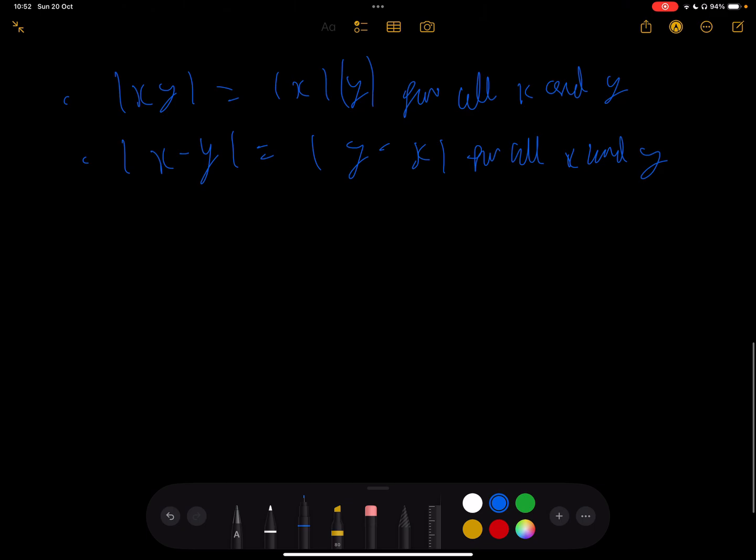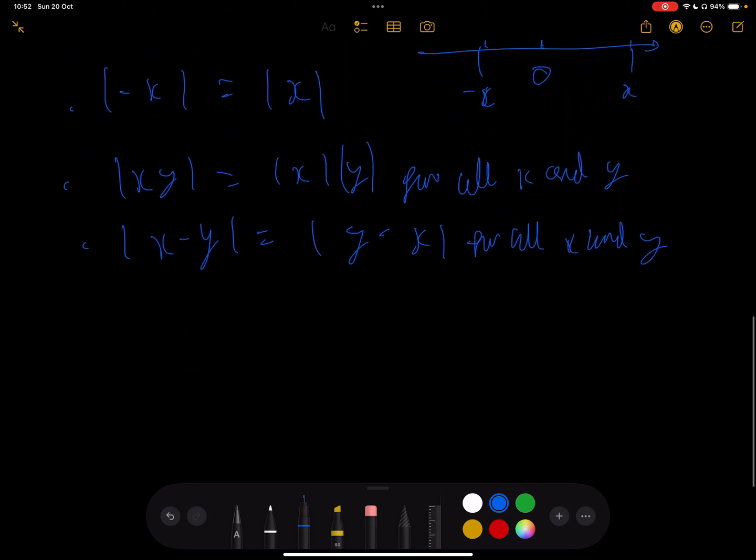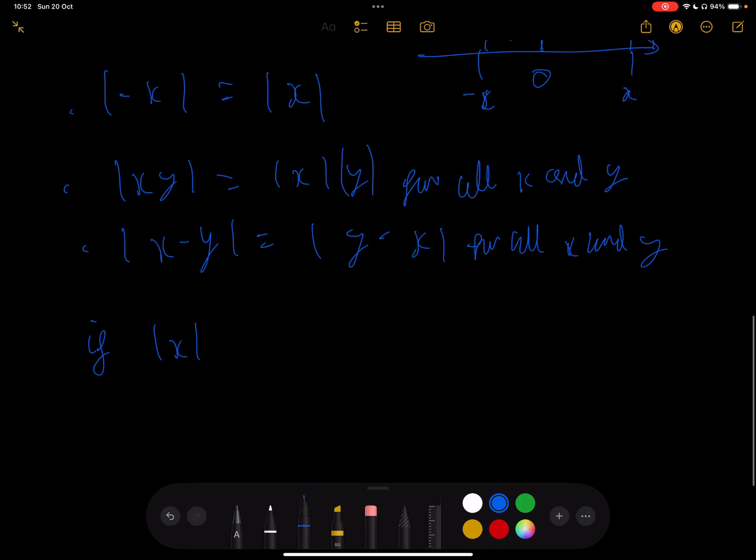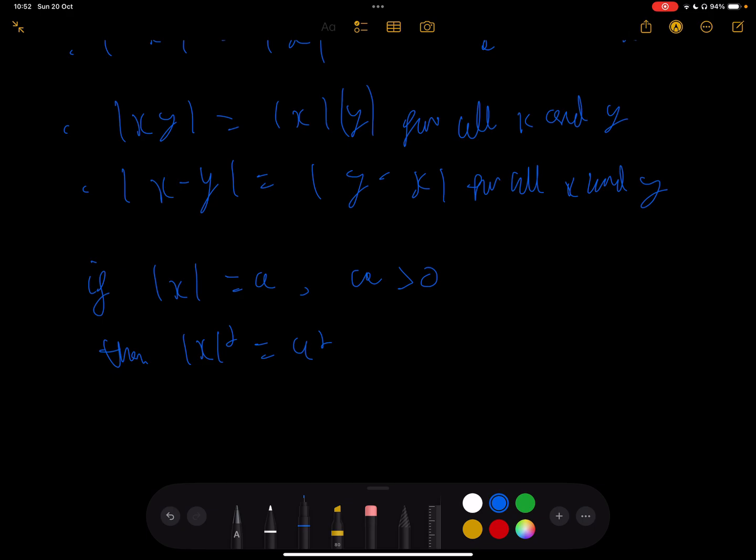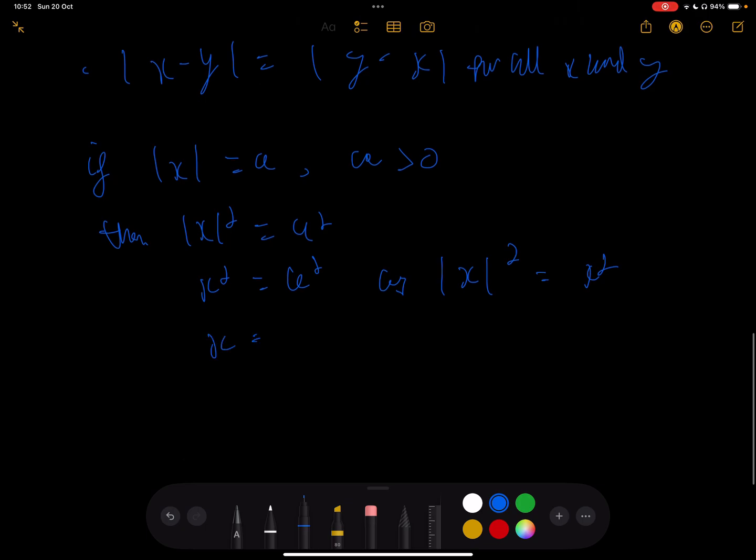Right, so we notice in particular that if the modulus of x is equal to a, and a is greater than 0, of course, because it's a distance again, then the modulus of x squared is equal to a squared, and hence x squared is equal to a squared, as the modulus of x squared is equal to x squared, right? And therefore x is equal to plus or minus the square root of a squared. If you're wondering why I've done that, I've just square rooted both sides.